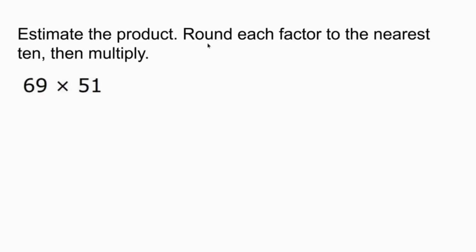Estimate the product, round each factor to the nearest 10, then multiply. All right, so if we're going to round 69 to the nearest 10, here's our 1's place value, here's our 10's place value, so we're focusing on the 6, and we look at the number to the right of 6. 5 or above, give it a shove. 4 or below, let it go. Well, 9 is way above 5. So 6 is going to turn into 7, and we're going to turn that 9 into a 0. So 69 gets rounded to 70.